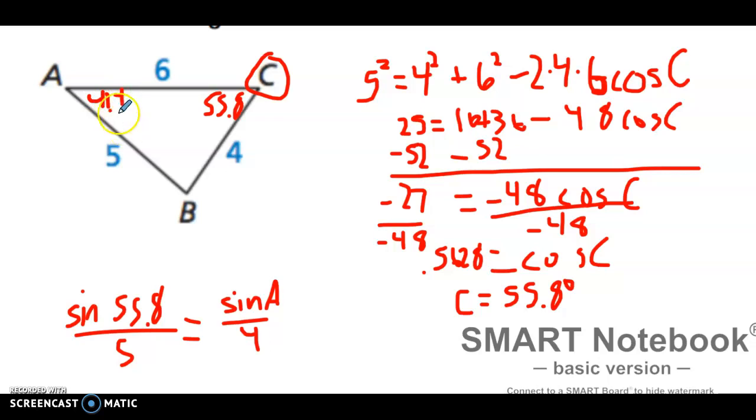Okay, now at this point, I know two of the angles. I know that all the angles add up to 180, so I'm going to solve it by using that fact. So 180 minus 41.4 minus 55.8. So the final angle B is 82.8. And there we have just solved all three angles. We found them, so we have solved the triangle.